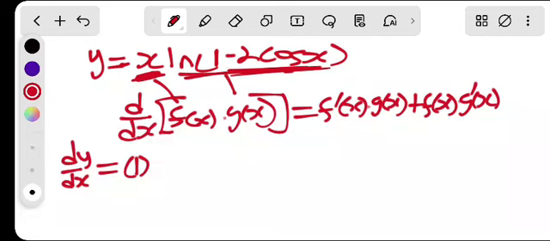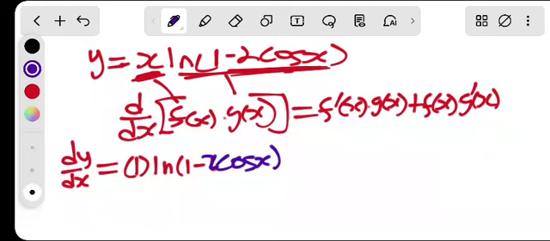It's 1 multiplied by f of x by g of x, which will be ln of 1 minus 2 cos x, like that. Then we have plus now the f of x, which is x, multiplied by g of x prime.